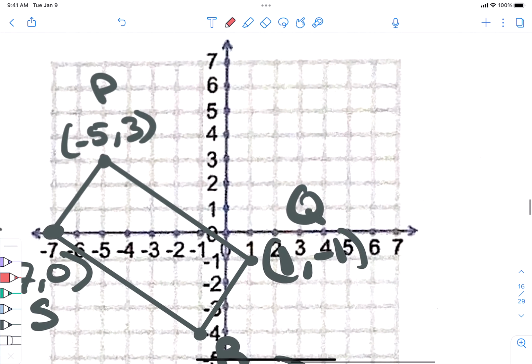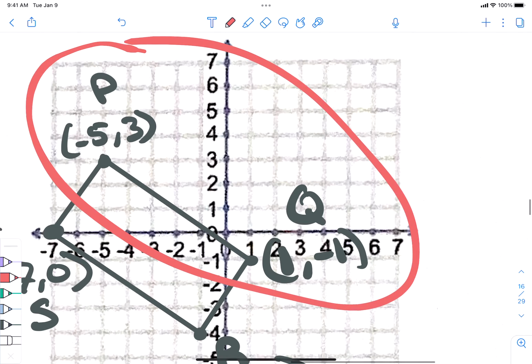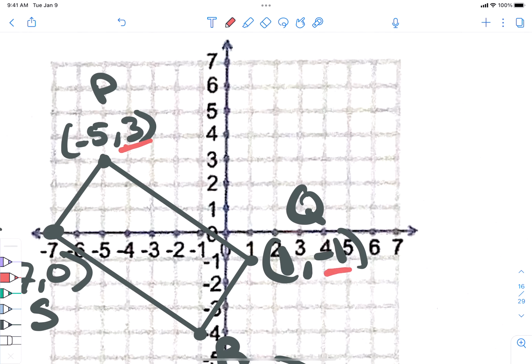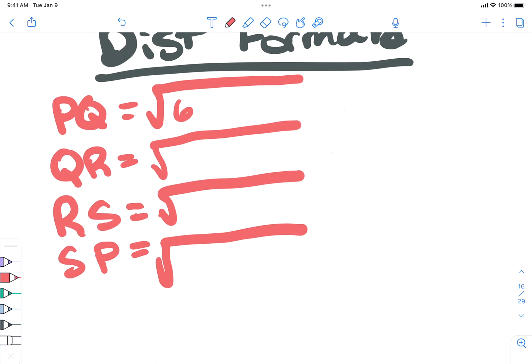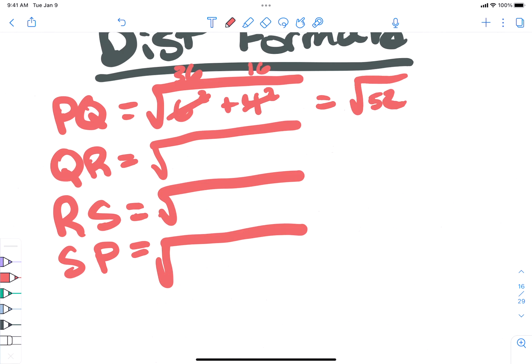Looking at this diagram, we look at the x's and we say how far apart are the x's. So from -5 to +1, that is 6 units. How far apart are the y's? From 3 to -1? 4. So we have 6 squared plus 4 squared. Okay, 6 squared is 36, 4 squared is 16. 36 plus 16 is 52. There we go. 52, the square root of 52. You can figure out what that is as a decimal, but we're just going to leave it.